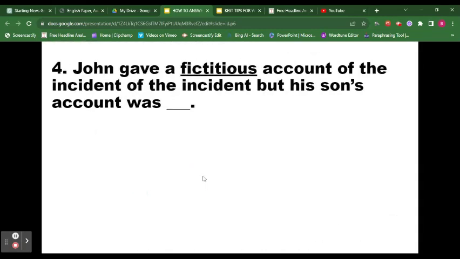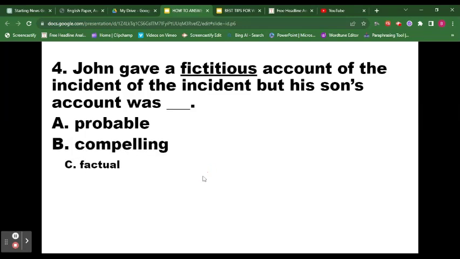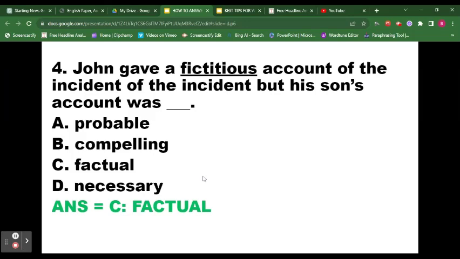Now, question number 4. John gave a fictitious account of the incident, but his son's account was dash. We are looking for the opposite of fictitious. A, probable. B, compelling. C, factual. D, necessary. Of course, the opposite of fictitious is factual. Okay, so the answer is C, factual.